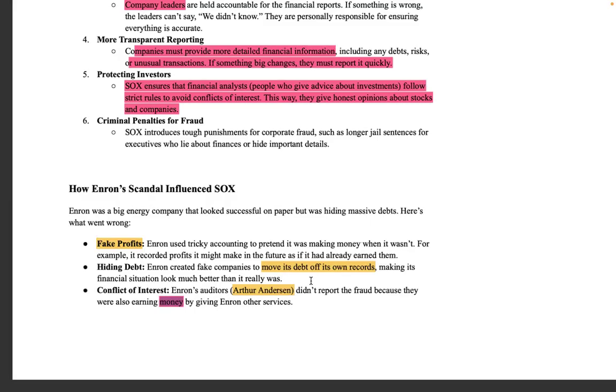Also, Enron had auditors, and there was some conflict of interest with these auditors. So Arthur Andersen was not only an auditor for Enron, they were also providing Enron with consulting services.